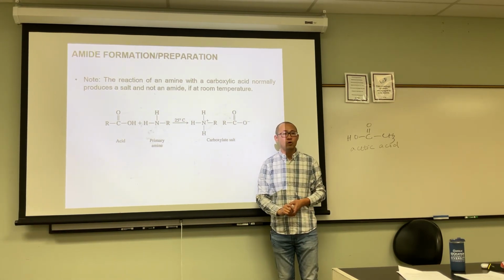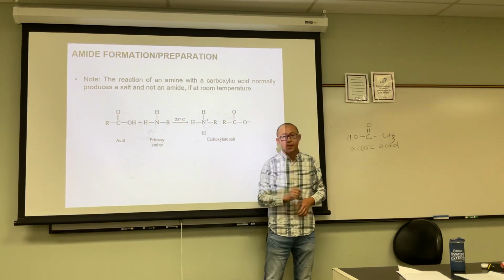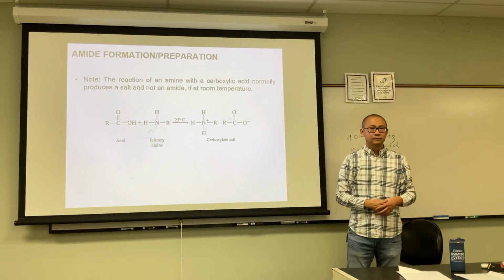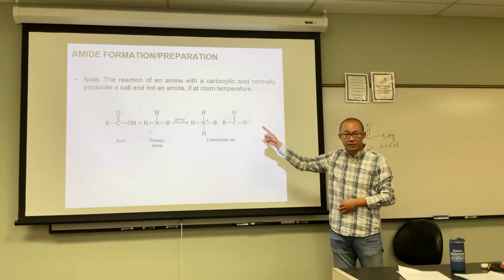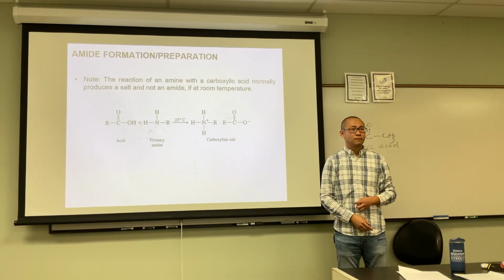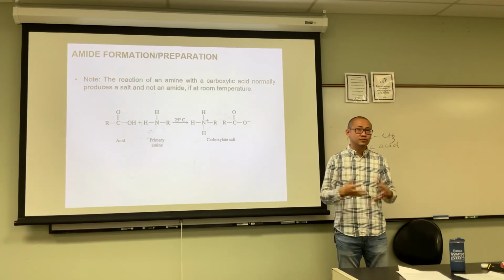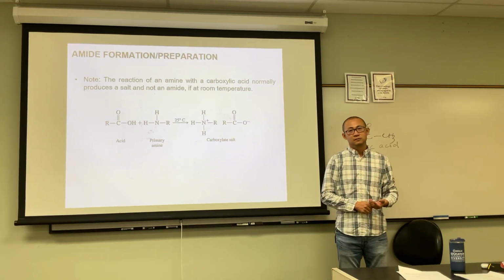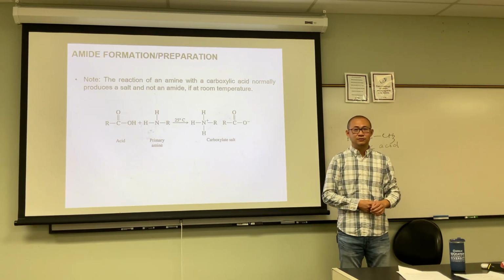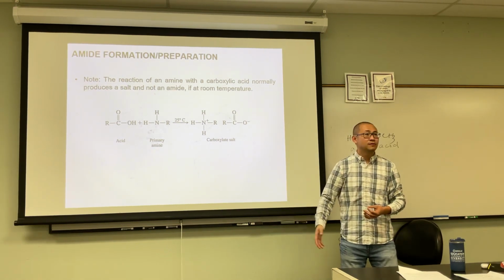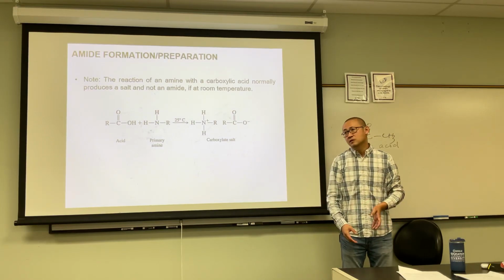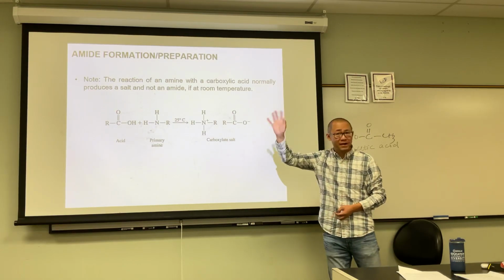So be careful what you see above the arrow. If you see a temperature like this, 25, again, you guys are not familiar with Celsius. You should be. You will use Celsius in your future as well, because you're not art majors, you're science, you're health professionals. 25 Celsius is around 75 Fahrenheit. That's room temperature, and at room temperature these two together will not make an amide.